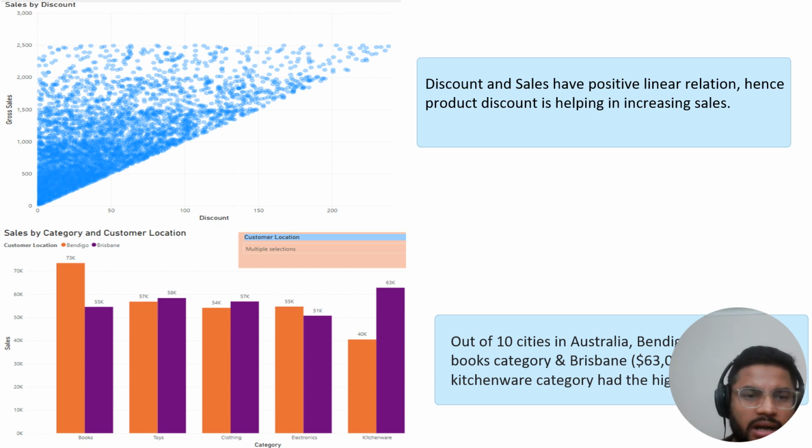The second graph is a bar graph. So we used the slicer for customer location. We selected the cities which made the highest sales. They were Bendigo and Brisbane, which made the highest sales of about 63,000 for kitchenwares and toys. So let's jump to the next slide.